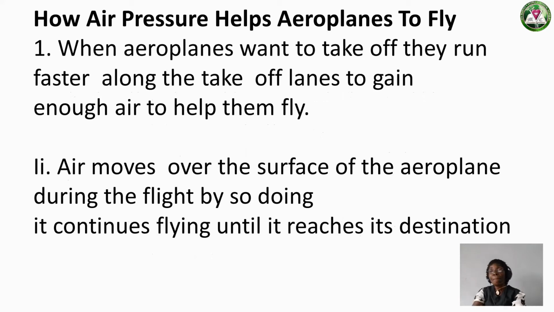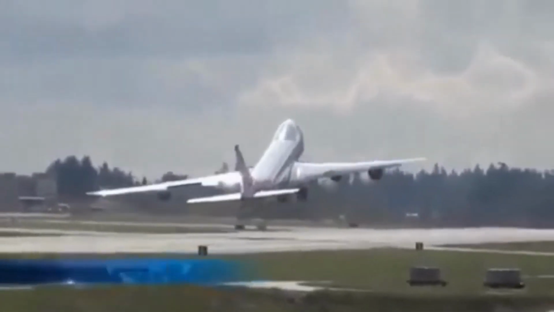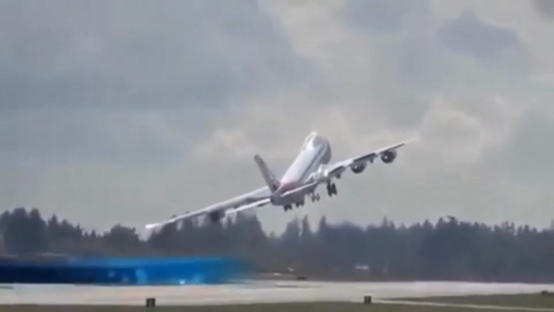Having known how birds fly in air, let us consider how aeroplanes fly in air, and how air pressure helps the aeroplanes to fly. When the aeroplanes want to fly, they take off. They run faster along the takeoff lanes to gain enough air in order to help them fly. As they do that, they are able to have enough air to fly.